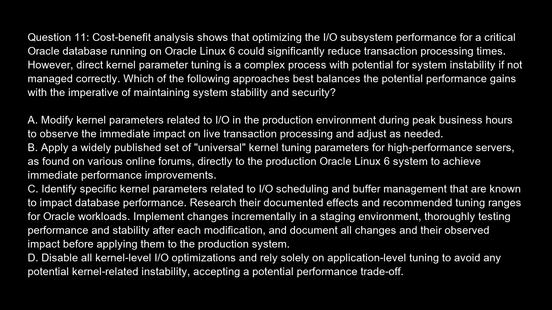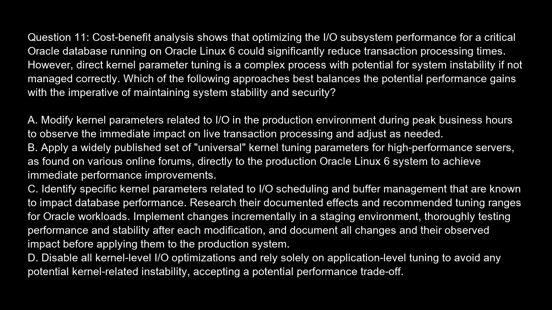Question 11. Cost-benefit analysis shows that optimizing the I/O subsystem performance for a critical Oracle database running on Oracle Linux 6 could significantly reduce transaction processing times. However, direct kernel parameter tuning is a complex process with potential for system instability if not managed correctly. Which of the following approaches best balances the potential performance gains with the imperative of maintaining system stability and security?